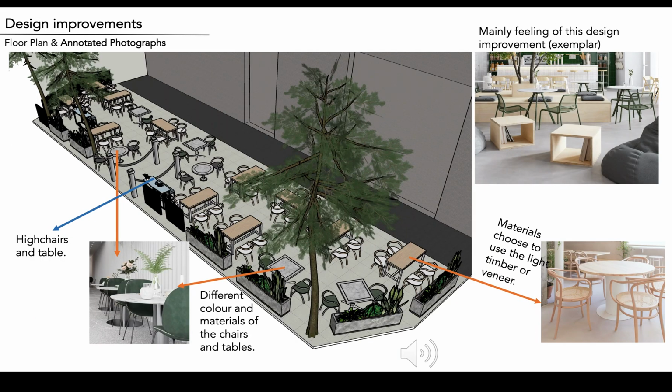On the left hand side is the 3D digital model that I created in SketchUp, and I want to use different types of furniture, and you can see the high chairs and tables, the different color and material of the chairs and tables. One is timber and one is marble. And I put the exemplars on the left hand side and right hand side. And I think that will create the feeling of this design, and the people will enjoy having a dinner or lunch here.